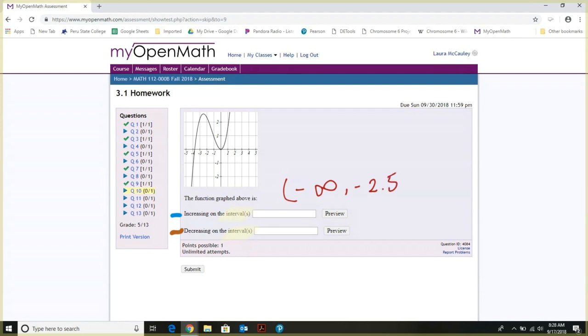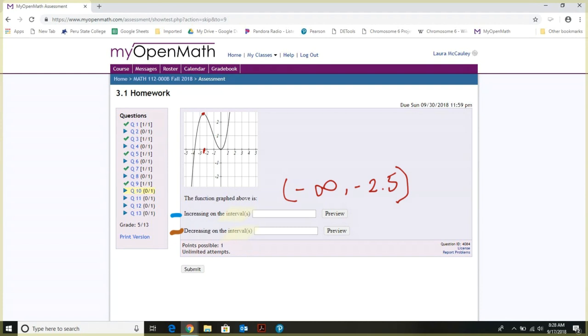It looks like it's right in between. Now, at that particular point right there, it's not increasing or decreasing. So make sure you use a parenthesis. You don't want to actually include that maximum. It's actually called a relative maximum. You don't want to include that in your answer.